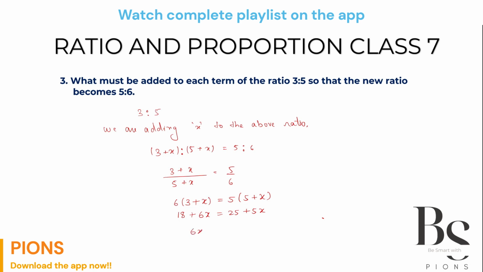Let's take 5x on the left hand side. When you take any number from one side to the other side, its sign changes. So 5x will become negative, and when you take 18 to the right hand side, it will be minus 18. Sir, can I take 6x on the right hand side or 25 on the left hand side? Same thing, you will get the same result at the end. So 6x minus 5x will be x, and that will be 7. So 7 is the number which you should add to this particular ratio so that the final ratio changes to 5 is to 6. I hope this is clear.